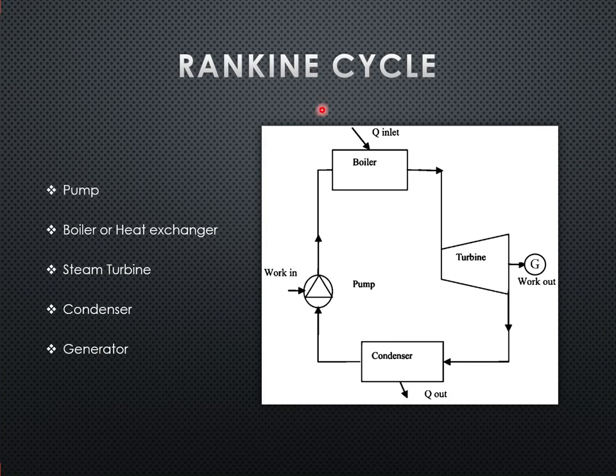And this is the Rankine cycle. This is a diagram of the Rankine cycle. The Rankine cycle uses water, mainly from natural sources like rivers or lakes. The components of the Rankine cycle are a water pump, a boiler or a heat exchanger, a steam turbine, a condenser, and a generator.